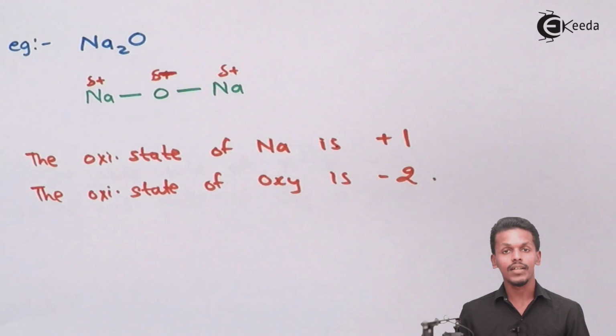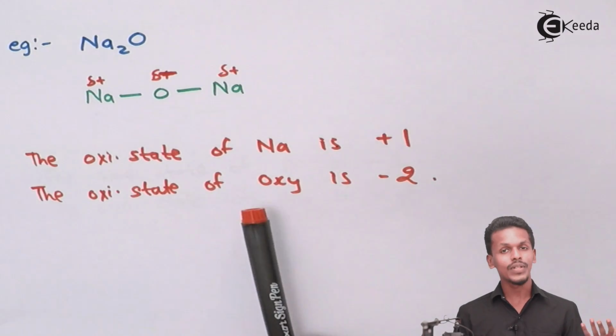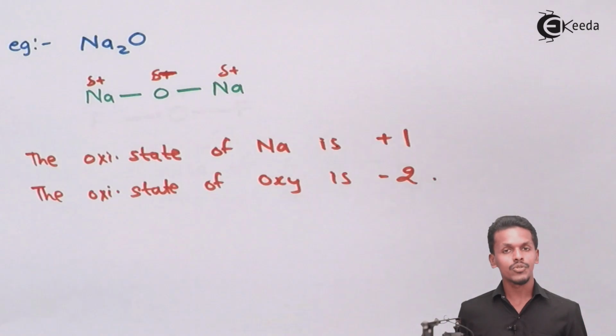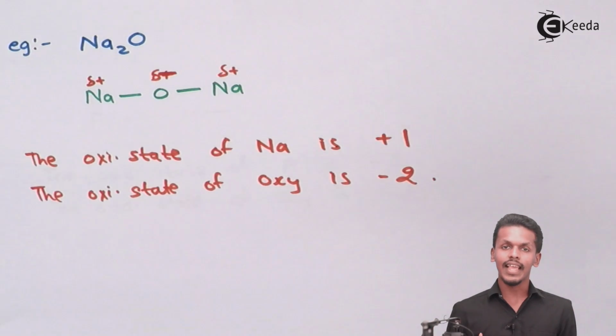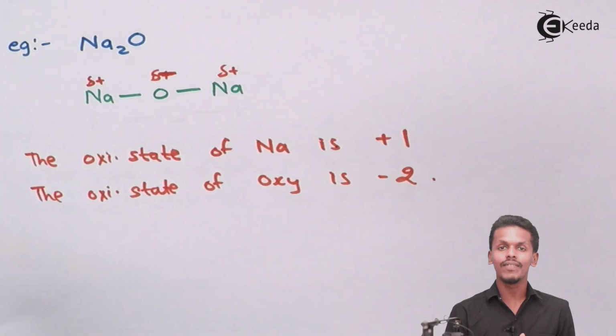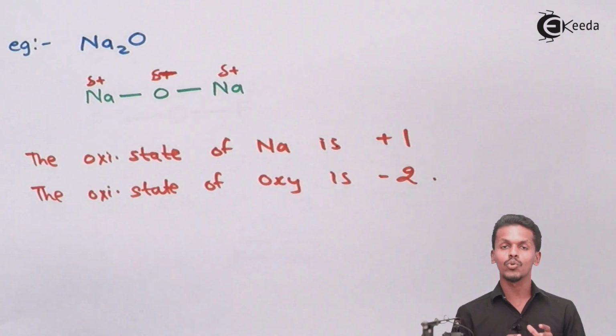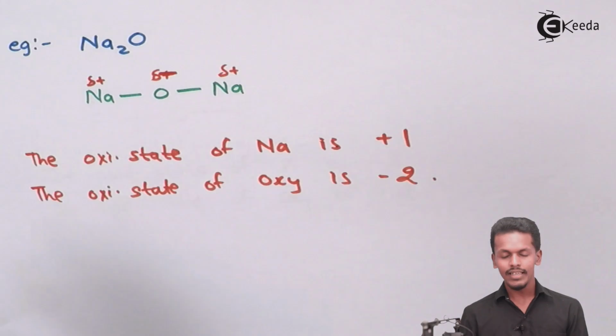And we could say that this is what the valency also showcases, because as we know, the oxidation state of oxygen is -2. That means it can form two bonds with a univalent atom. So in this case, oxygen is attached to two univalent atoms, mainly sodium.